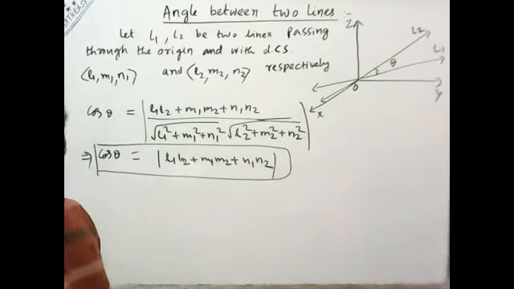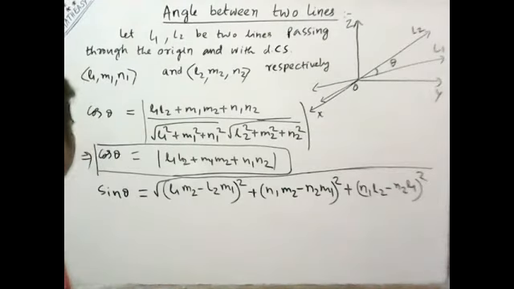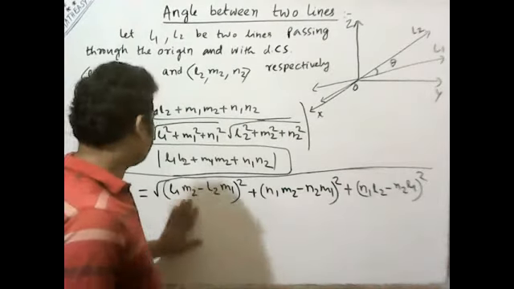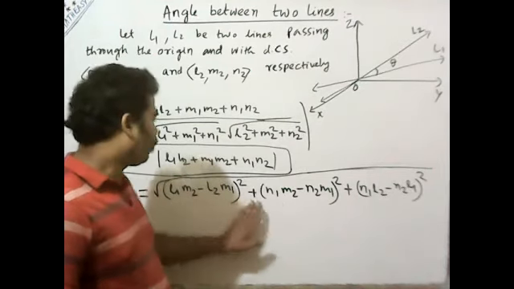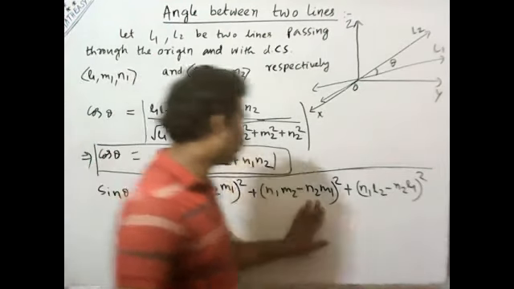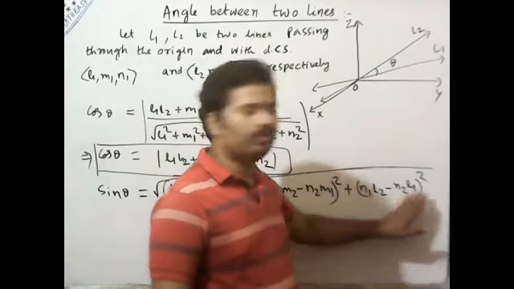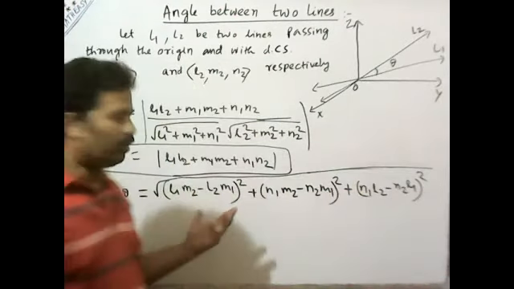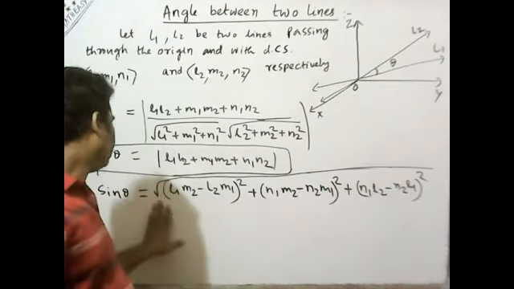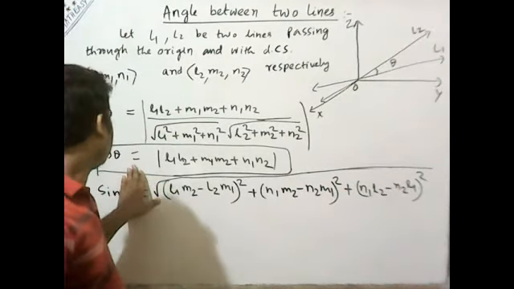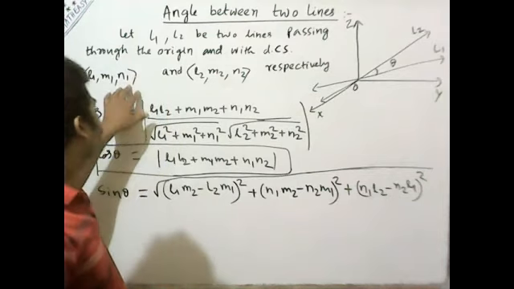Now the sin theta comes as the whole root of L1 M2 minus L2 M1 whole square plus M1 N2 minus M2 N1 whole square, plus N1 L2 minus N2 L1 whole square. That is the sin theta, and this is the cos theta, if direction cosines are given.